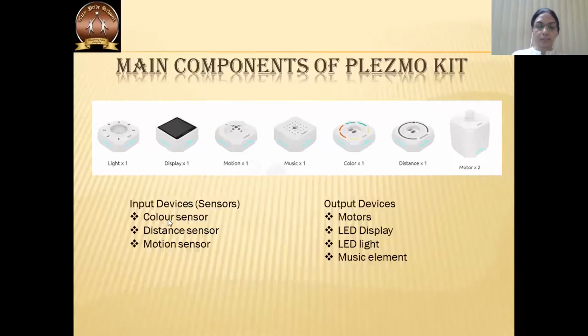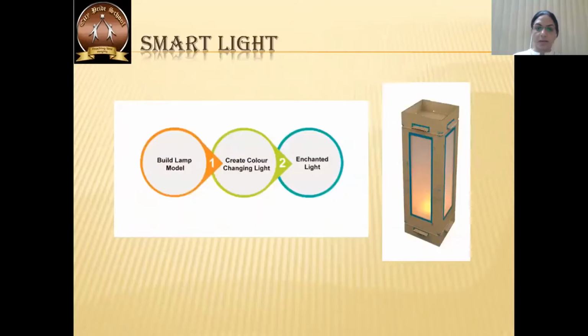Sensors are generally called input devices because they give some kind of command or some kind of information to the robot to act accordingly. So color sensor, distance sensor, and motion sensor come under input devices, and motors, display, light, and music elements come under output devices.